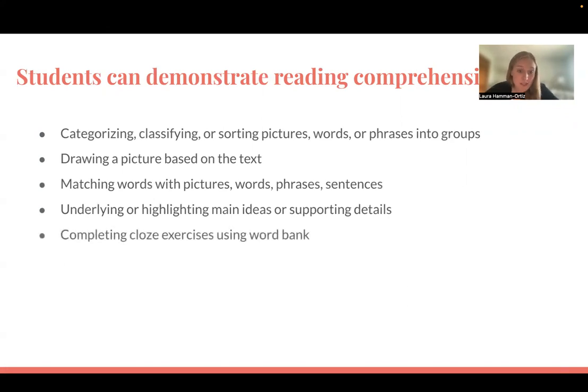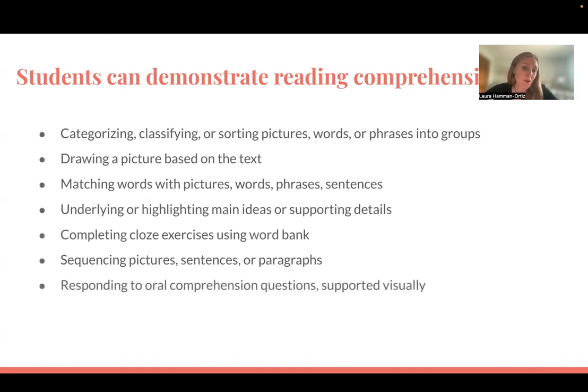You could give them a cloze exercise, which is basically a fill in the blank with a word bank, and have them put the words that describe the different types of living spaces using a cloze exercise. They could sequence pictures, sentences or paragraphs. They can respond to oral comprehension questions. So you could just ask them about the passage and give them some visual supports to support their answer, etc.